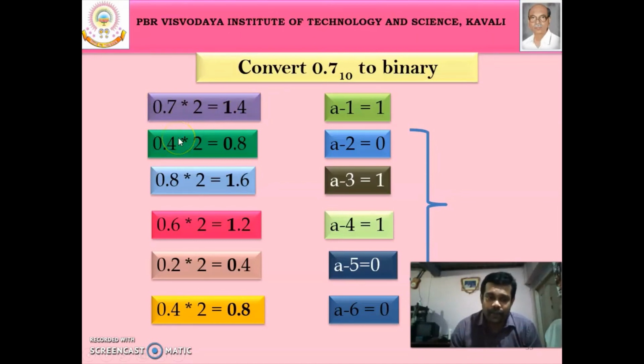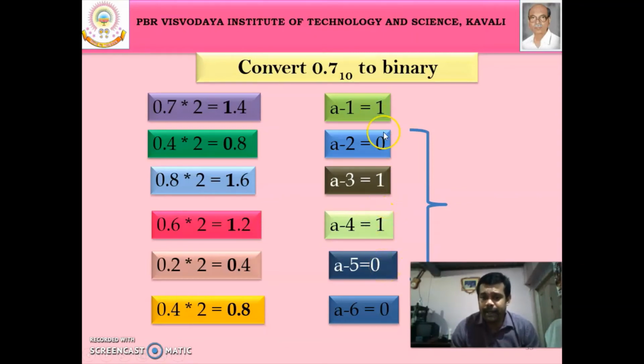So that 0.4, after multiplying with 2, you are getting 0.8. Then that 0.8, when you multiply by 2, you are getting 1.6. That 0.6, when you multiply by 2, you are getting 1.2. And this 0.2, when you are multiplying by 2, you are getting 0.4. So this 4 is again repeating. So after you are getting 1, 0, 1, 1, 0.